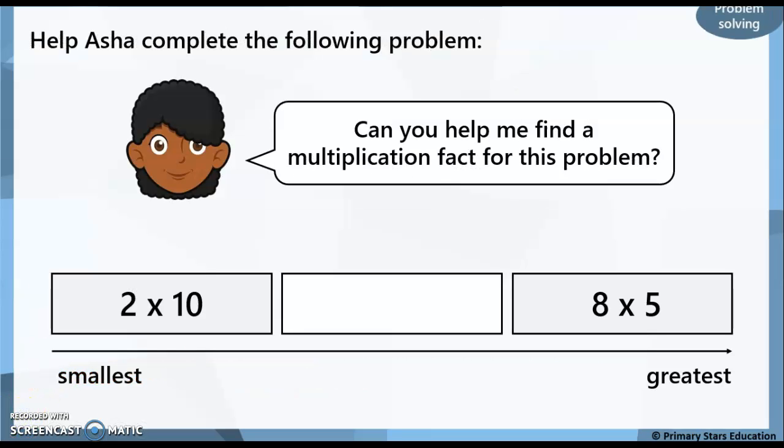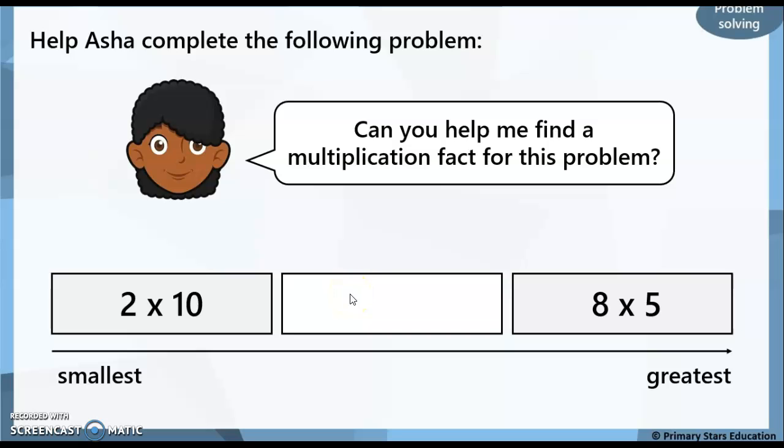So here we have the final problem. Help Asha complete the following problem. Can you help me find the multiplication factor for this? We've looked at this question before: smallest and greatest, so we need to have a number in between. We've got 2 times 10, which is 20. 8 times 5 is 40. So the number's got to be between 20 and 40.